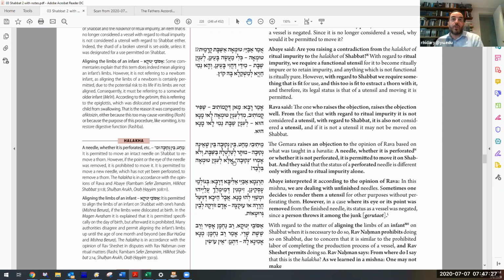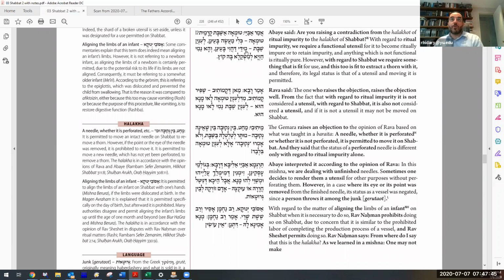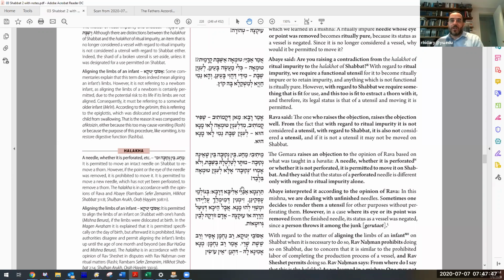There you go. You can take out a thorn no matter what. When it says nekuba, the category of something that has a hole in it, that's only relevant regarding tum'ah. If it has a hole in it, that's a regular needle. If it has no hole, then it's not a utensil. It's not a needle. So, see, Rava, there is a difference between Shabbat and tum'ah. Okay, Rava does not answer, but Abaye, who disagrees with him, comes and answers.